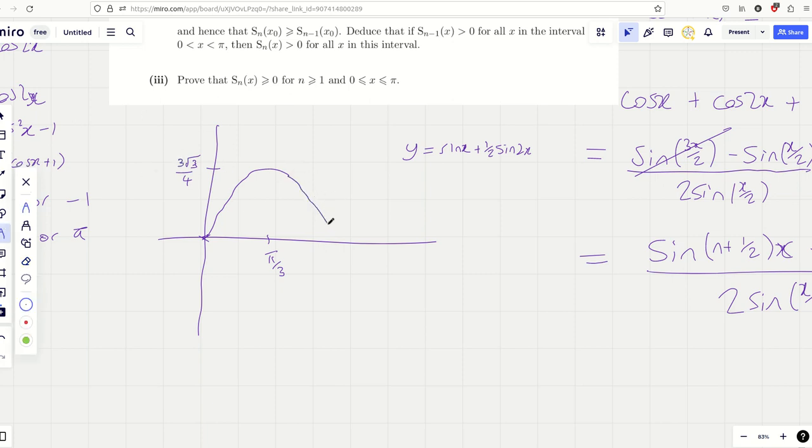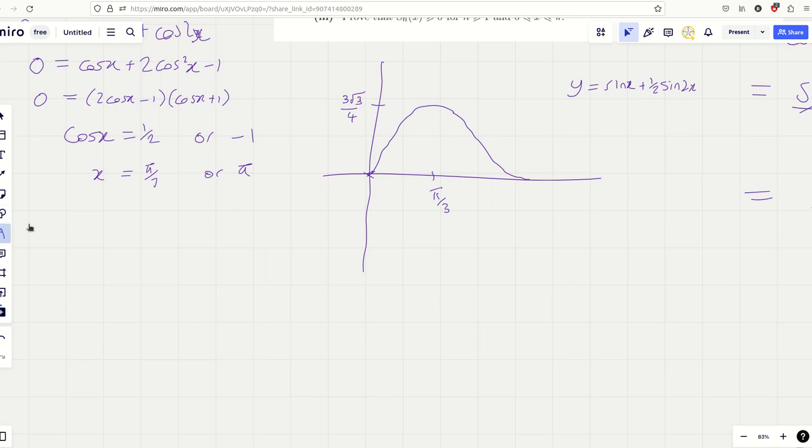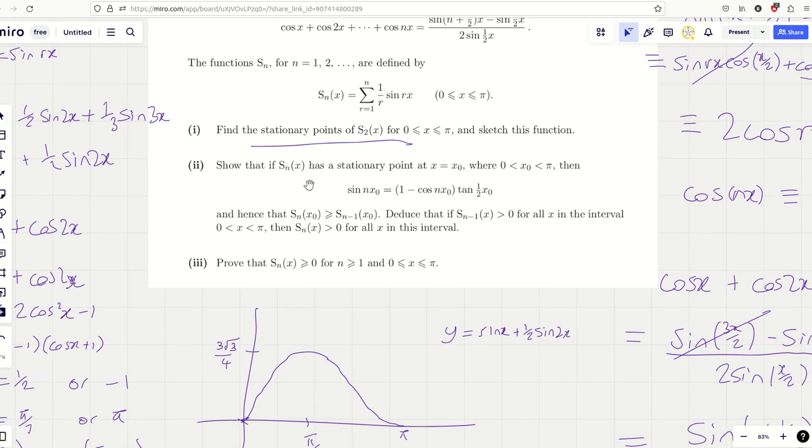Okay, and so then we've got another turning point at pi. Maybe I should have written down the coordinates afterwards. Pi over 3, 3 root 3 over 4. You can work that out. It's pretty straightforward to do. And this is pi, but when you plug pi back into this, you get 0. Yeah? And so that's what that's going to look like from 0 to pi. Just turning into a stationary point there. Okay, so we've done part 1.